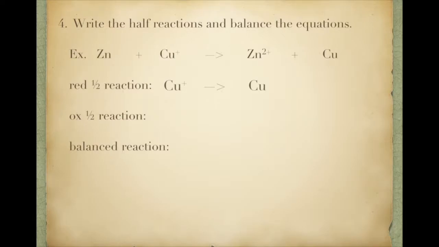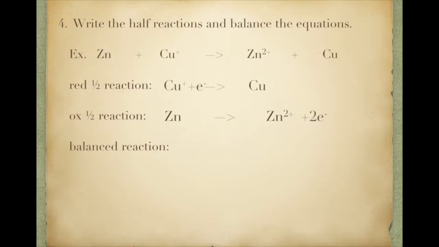Well, if it's being reduced, that means it's gaining electrons. And how many electrons is it gaining? Well, only 1 electron, because it goes from a +1 charge to no charge. Zinc is being oxidized, which means that it is losing 2 electrons because it's going from no charge to a +2 charge. So I'm going to put 2 electrons on the product side.